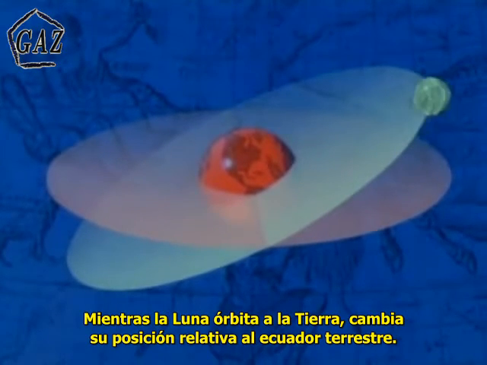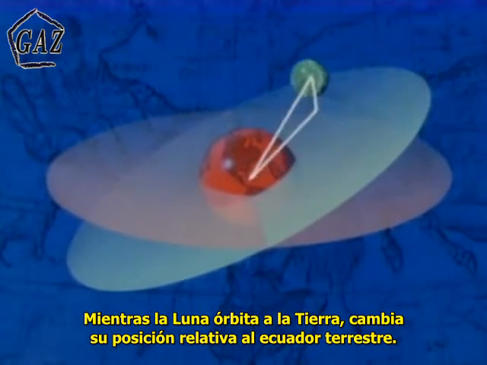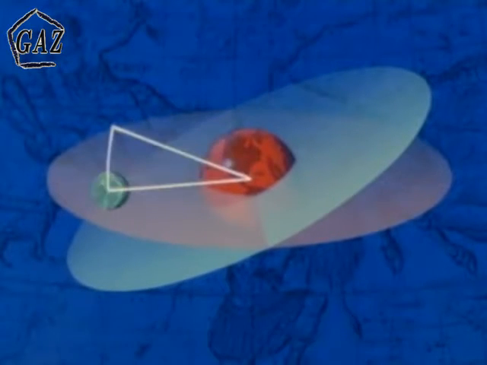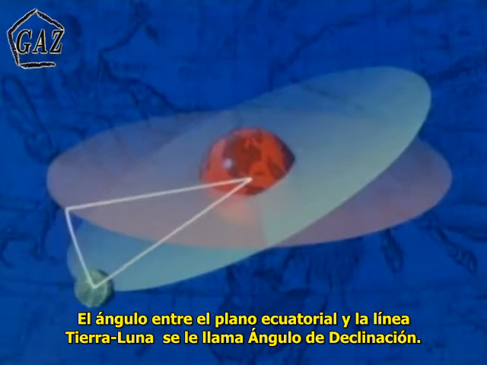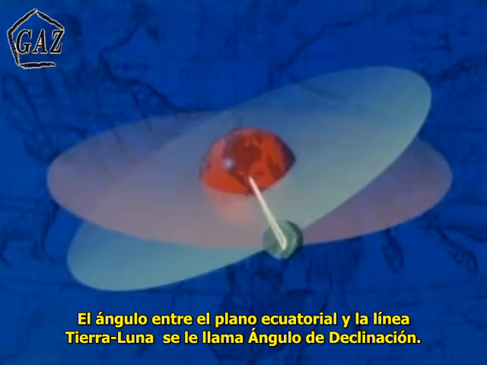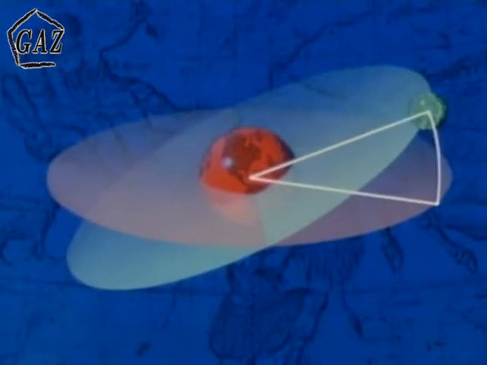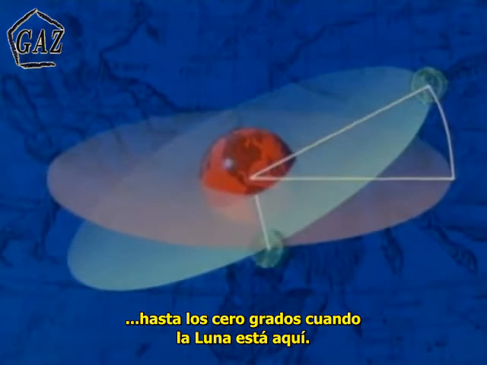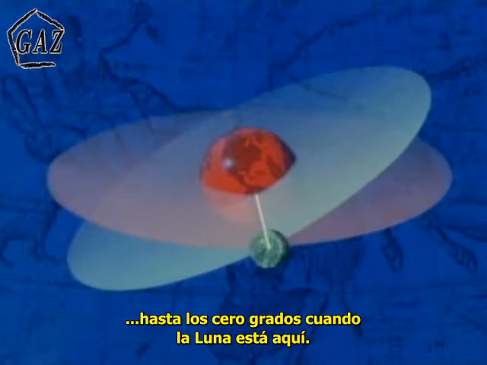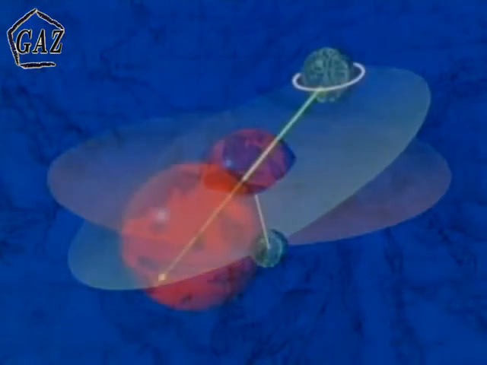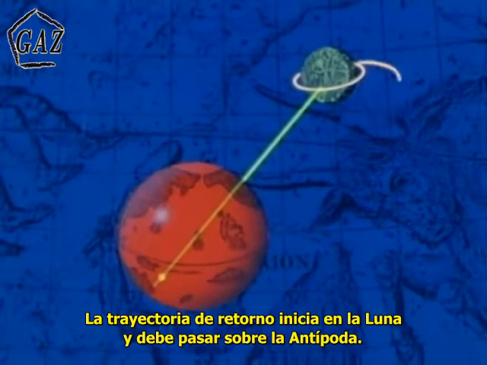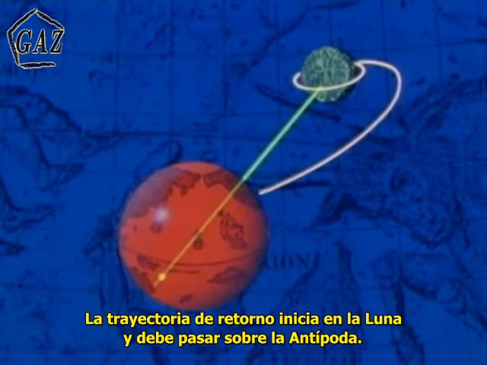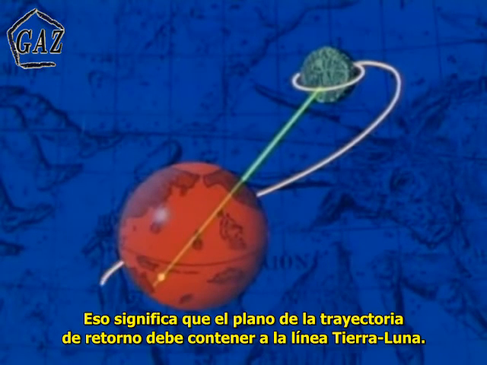As the moon moves around the Earth, it changes its position relative to the Earth's equator. The angle between the equatorial plane and the Earth-Moon line is called the angle of declination. This angle varies from a maximum when the moon is here to 0 degrees when the moon is here. The return trajectory begins at the moon and must pass over the antipode. This means that the plane of the return trajectory must contain the Earth-Moon line.